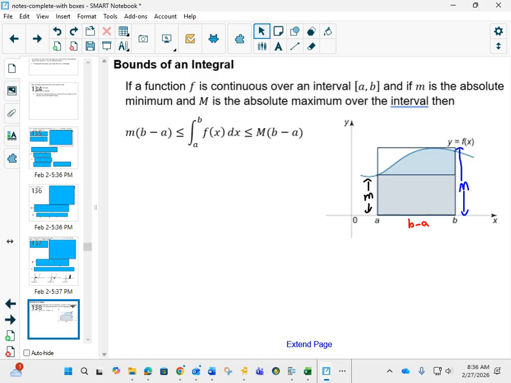Brilliantly, you can say the following, that the actual area, this integral in the middle, this is the actual area from A to B, has to be bigger than the rectangle made with the smallest value, and smaller than the rectangle made with the biggest value. Brilliant, right? I think that is extremely obvious, that if you took the smallest rectangle and the biggest rectangle, the actual area would be somewhere in between.